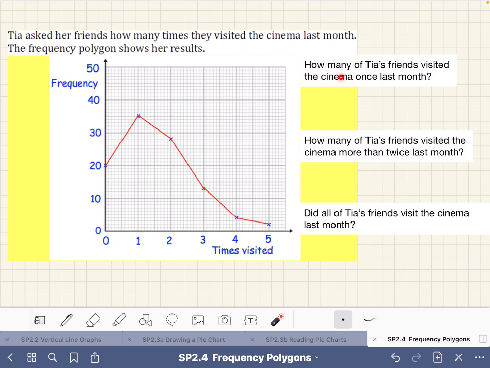Our first question, how many of Tia's friends visited the cinema once last month? So we need to find 1 on our times visited and make a reading from there. So we can see if we go up to our line and across to the frequency axis, we can see that that reading is 35. Each individual square we need to check is worth 1. We can see 31, 32, 33, 34, 35. So we have 35 people.